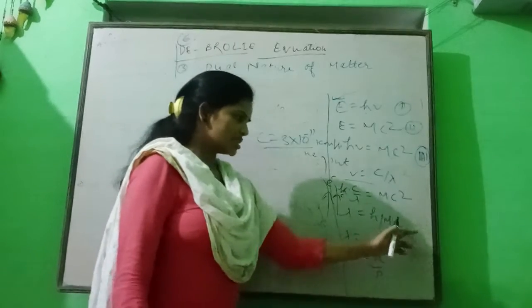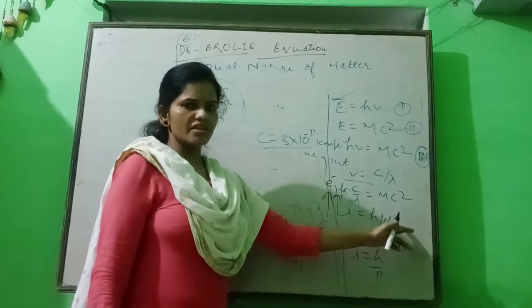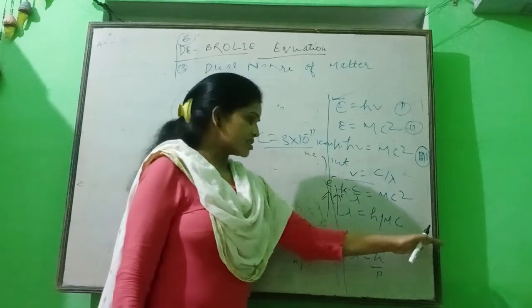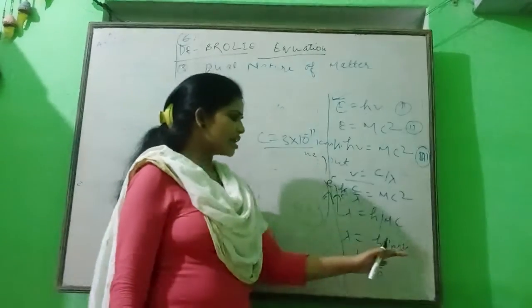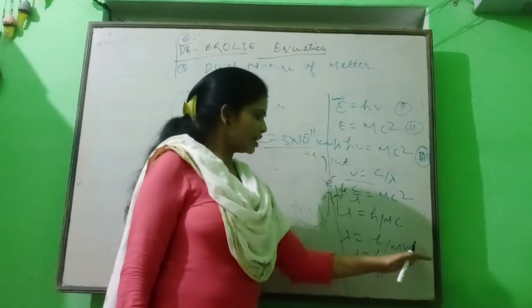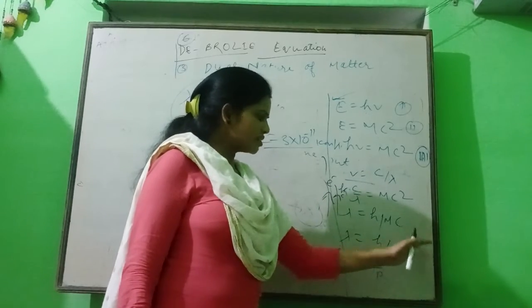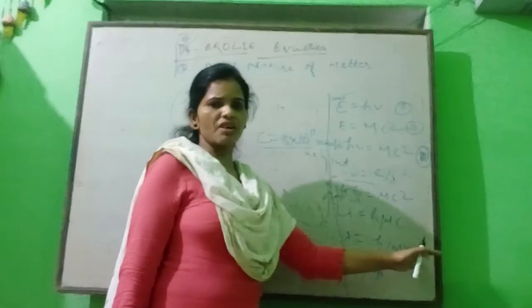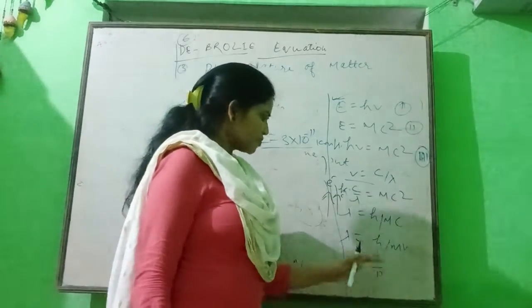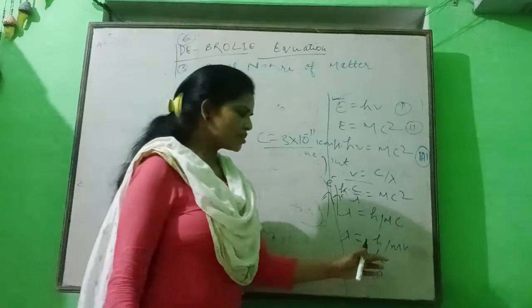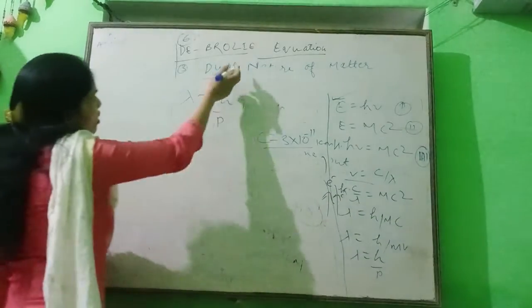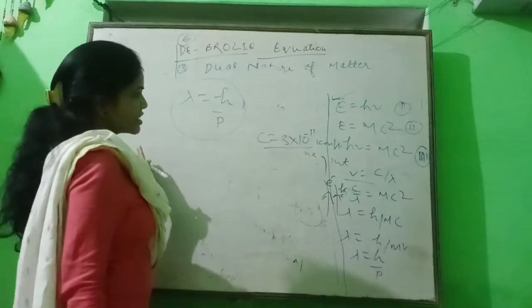Now c is the velocity of the wave, the velocity of light, and lambda is equal to h upon m into v. v and c are equivalent. That's why we can put v when we consider the electron as a wave. Now lambda is equal to h upon p. This is the de Broglie equation. Can you understand?